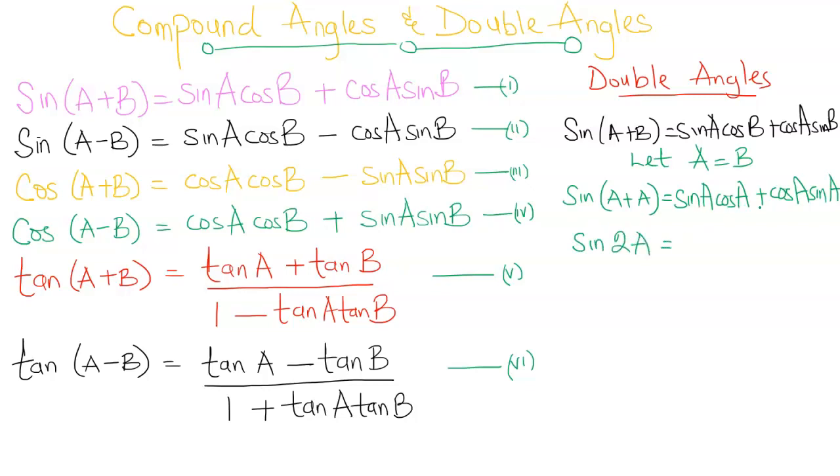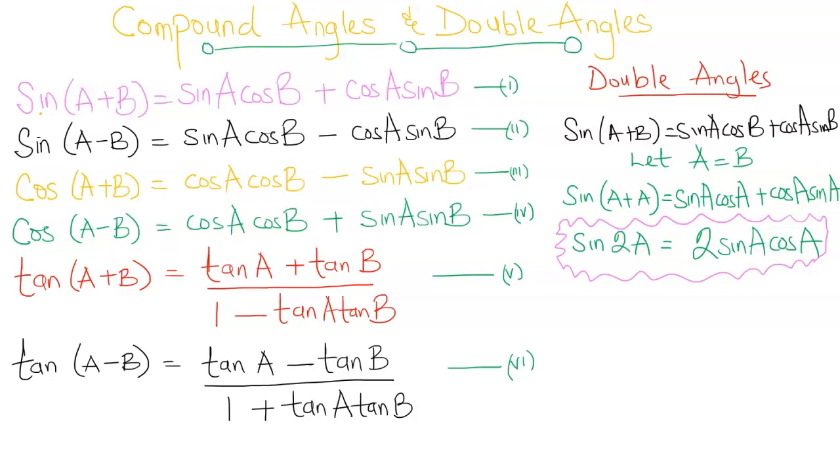Now, sine A cos A is the same as cos A sine A. It's just like saying xy plus yx. Thus, adding sine A cos A plus cos A sine A, this is just going to give 2 sine A cos A. This is the first double angle. Sine 2A equals 2 sine A cos A. Of course, A is an angle. To make it more general, we can just make it theta. So sine 2 theta equals 2 sine theta cos theta.